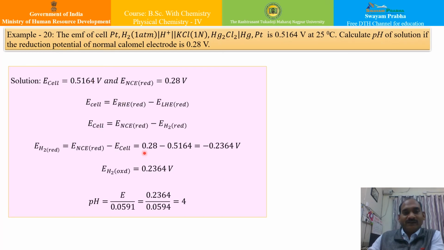Let us take one more numerical wherein I can find out the pH. Say the EMF of a cell of this kind is given as 0.5164 volt at 25 degrees centigrade. Now the pH is to be calculated if the reduction potential of the normal calomel electrode is 0.28 volt. So the EMF of the cell is given by this expression, and the normal calomel electrode reduction potential is given by this. If I substitute the values, I get the value of this reduction electrode, and for oxidation it is the opposite sign with the same magnitude, and therefore I can find out the pH with this formula. So the pH of this particular solution is 4. I can utilize this concept for n number of numericals based on it.